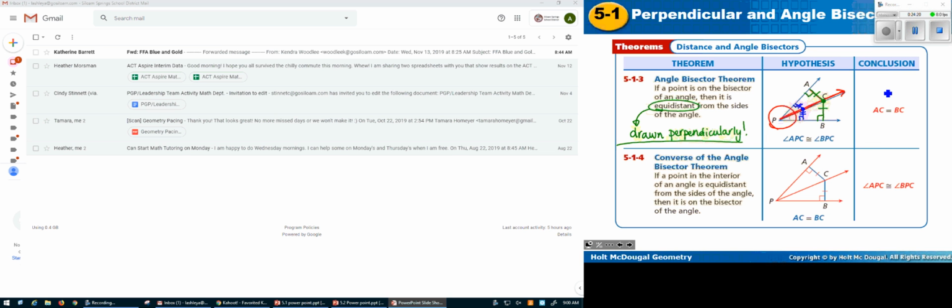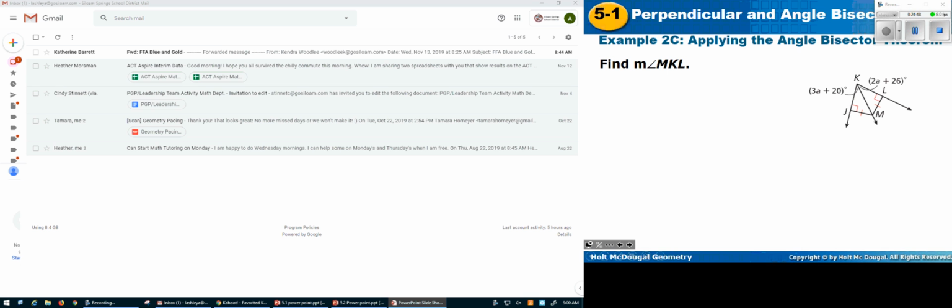Okay, so that's what they're showing you over here. If a point is on a ray and it's equidistant to the sides, then that PC must be the angle bisector. So now we can mark these two angles congruent and say that those angles are congruent. Questions on perpendicular bisector theorem versus angle bisector theorem versus their converses? Okay, again, let's look at some problems.